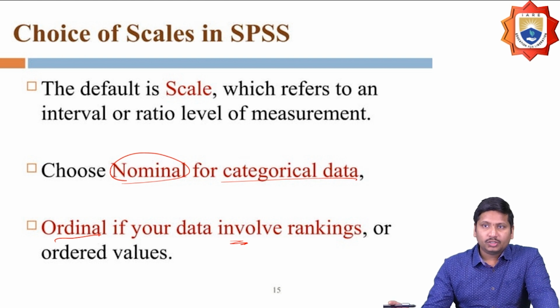Okay, so the choice of scale should also differ based on the values I'm going to get. Normally we follow the interval and ratio scale measurements. For the categorical data we follow the nominal one, whereas for rankings we use the ordinal.